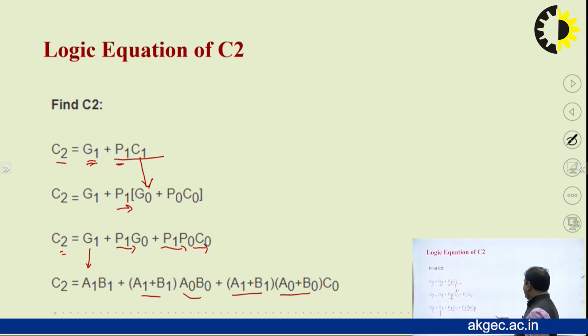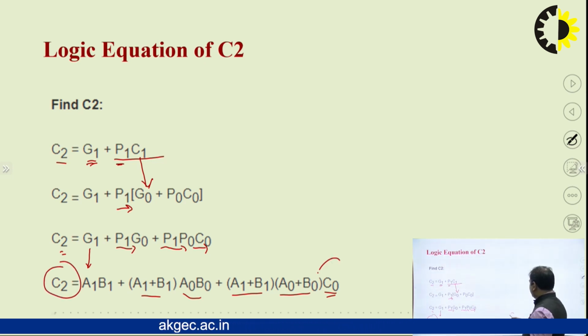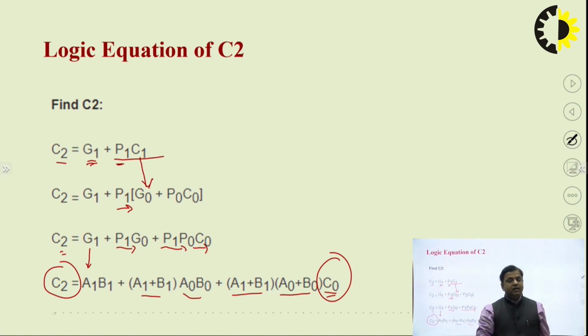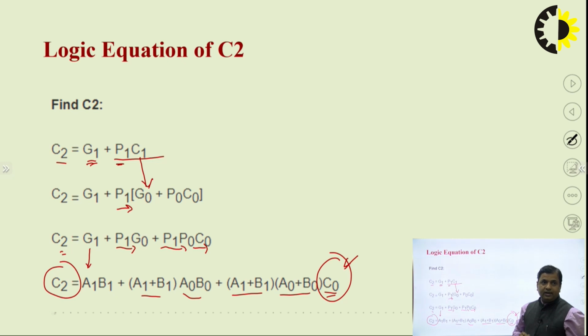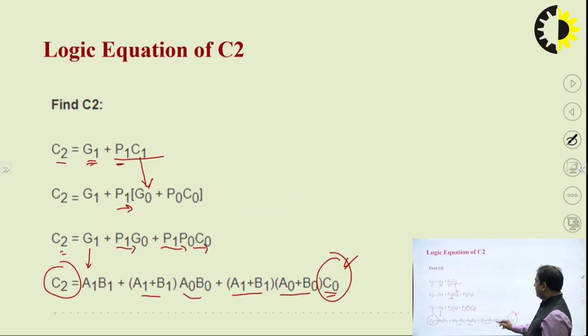So what we see here is that the carry 2 is dependent only on the value of C0 and the given inputs, right. This is the importance of the carry look ahead adder, that we can find the carry out at any stage only with the help of the initial carry C0. Similarly, this is the logic diagram for the C2 that we can implement with the help of this logical equation.